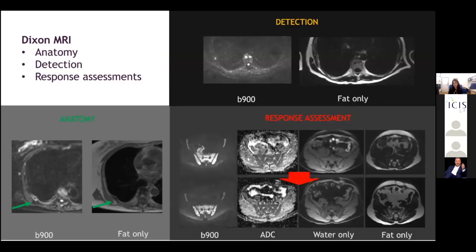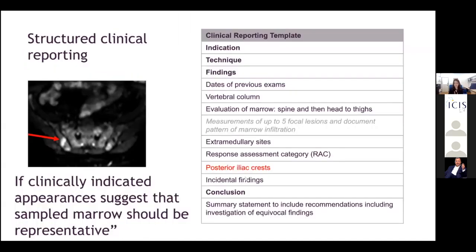And sometimes, again, in the response setting, I find Dixon perhaps even more helpful than the diffusion-weighted MRI. So if you look at this patient with diffuse infiltration, we just concentrate on the ADC map before and after treatment, we can see some little islands of high ADC creeping in that reflect cell kill. But if we look at the end of the panel and look at the fat-only imaging, we get a much more profound return of T1 bright marrow fat. So I think that response is more convincing on the Dixon.